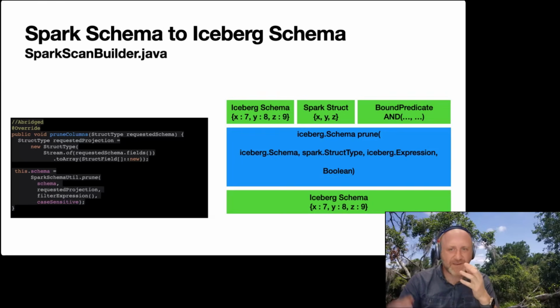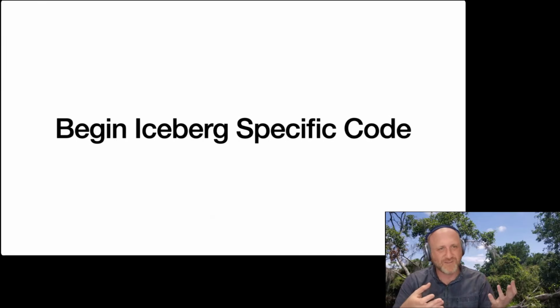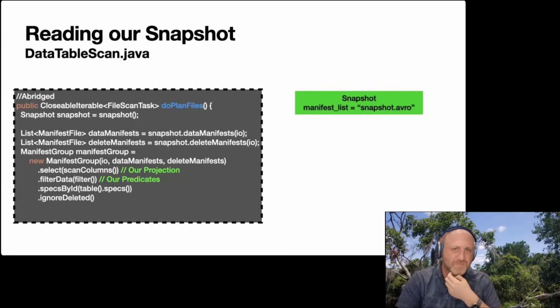So again, at the end of the day, I take a Spark construct, I apply some functions, and I get back out an Iceberg schema that I can use in the rest of my planning. With field IDs again, because we need our field IDs this whole time. So now that I've got my Iceberg specific objects, I have an Iceberg set of expressions, and I also have this Iceberg schema that I want to read to, I can start going into the Iceberg specific code, which means the first thing I have to do is read that snapshot.